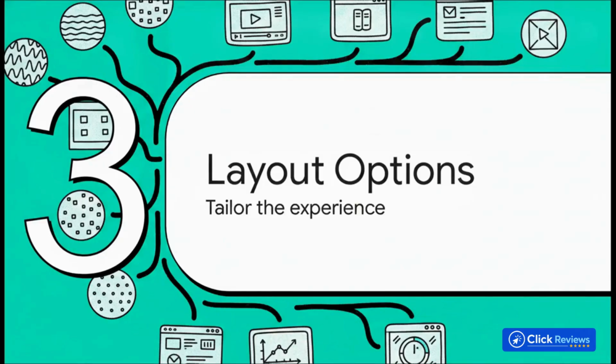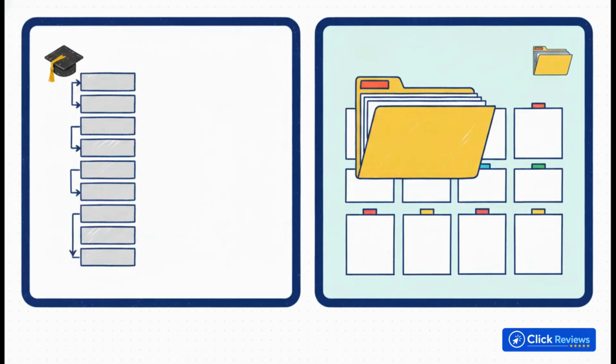All right, part 3, course versus classic layouts. When you're setting things up, you actually get to choose between two totally different vibes, the course layout versus the classic layout. The course layout uses this neat left-side accordion menu. It's perfectly designed for content with a natural progression. Think of a multi-module training program where you really want to guide the viewer step by step.